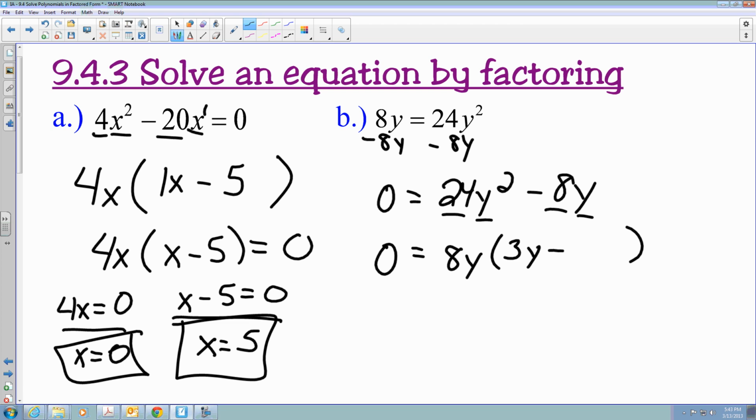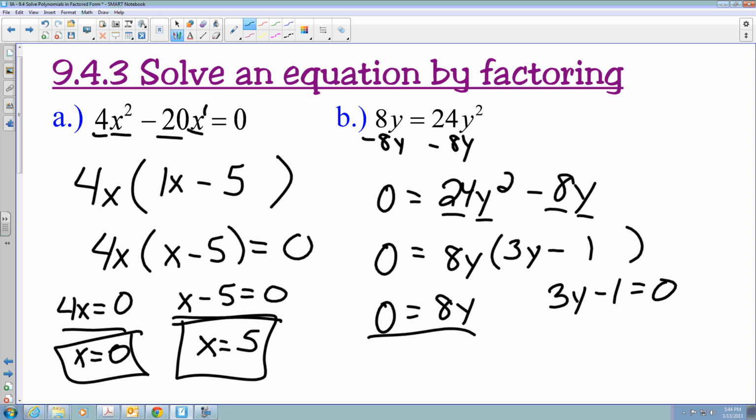and now since it's 8y, what do I have to multiply to get an 8y? It would just be 1. It can't be 0 because 8y multiplied by 0 is 0, so it has to be the identity. So now from here, I can use the zero product property to help me solve for y. So I know that 0 must equal 8y, and also 3y minus 1 must equal 0.